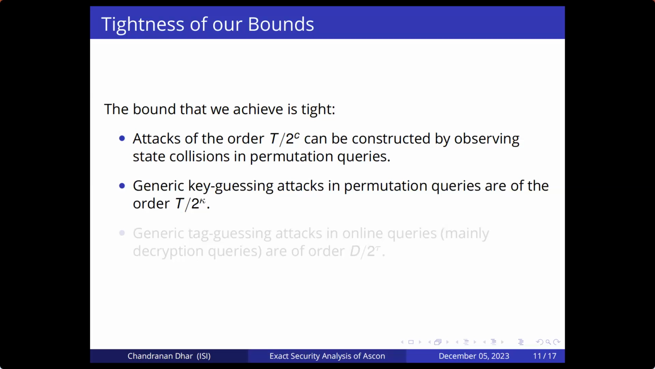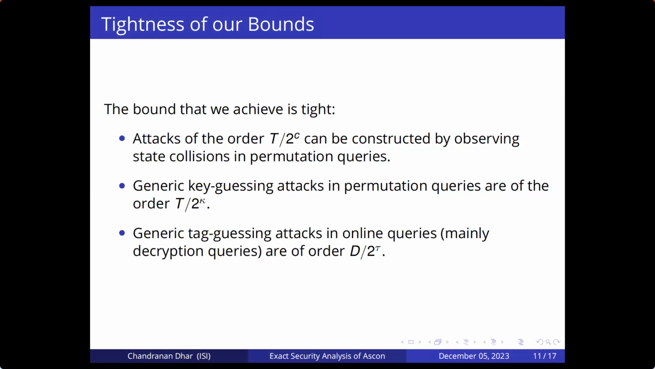Generic key guessing attacks in permutation queries are of the order t by 2 to the kappa, and generic tag guessing attacks in online queries, mostly decryption queries, are of the order t by 2 to the tau. Since our bound has these three terms as its orders, this shows that our results are tight.